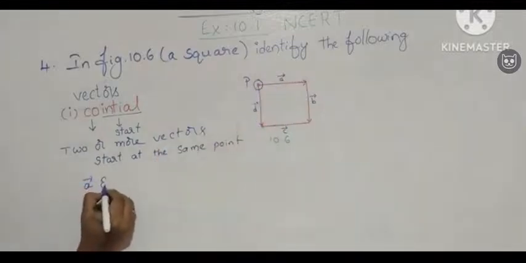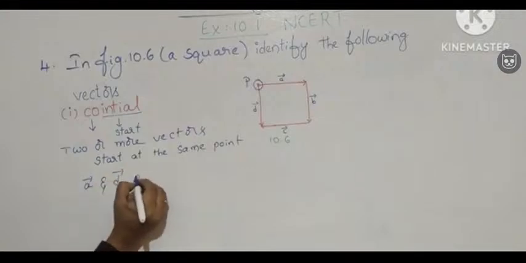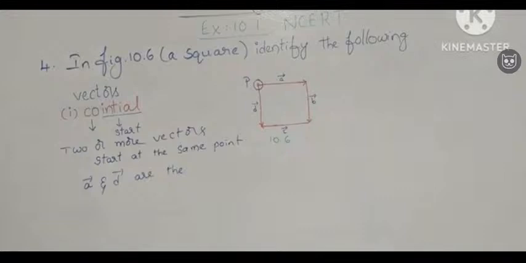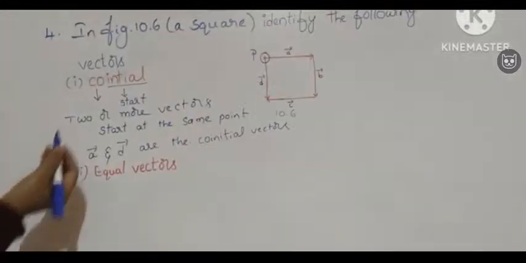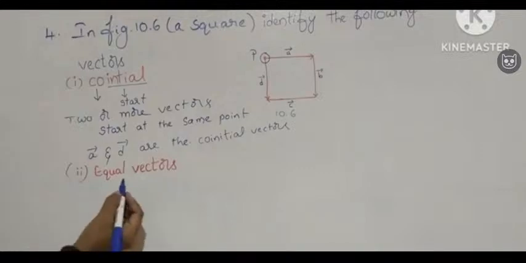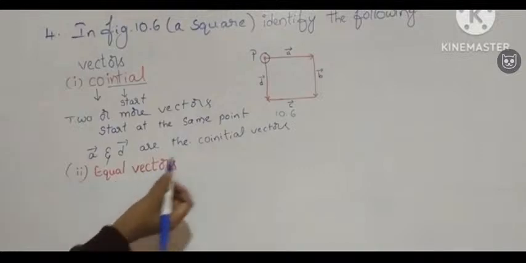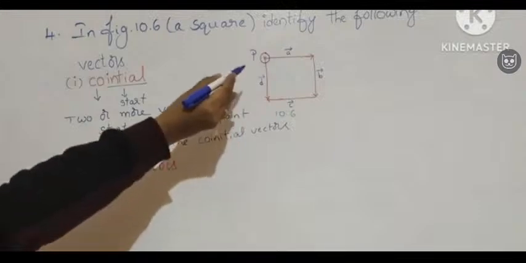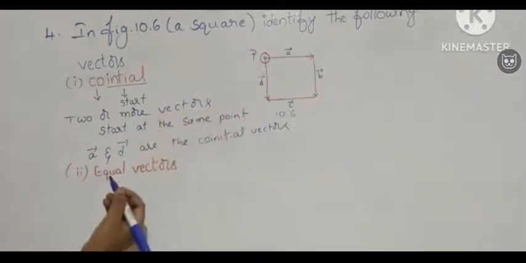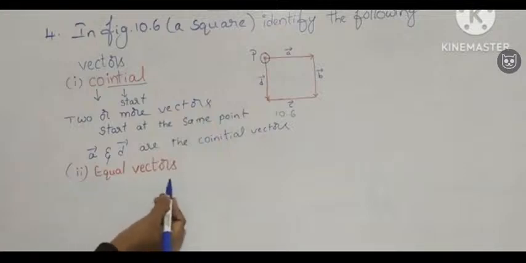The second sub-question is to identify what are the equal vectors in the given figure. So, before going to identify, I will explain about equal vectors.